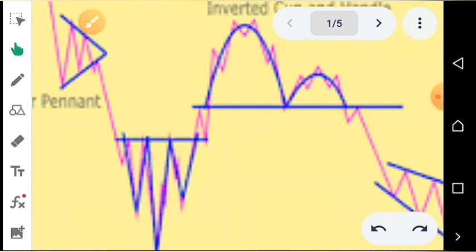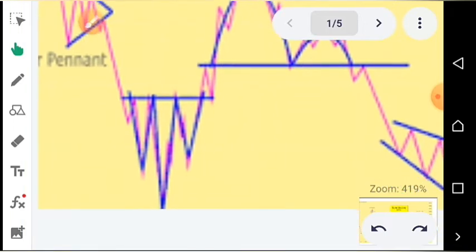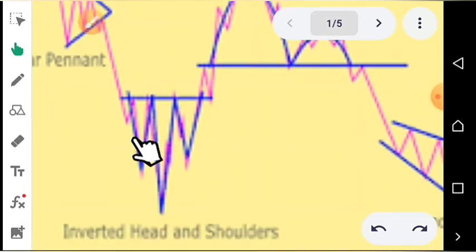This is the shoulder, this one here is the head, and this is the last shoulder here. Now what happens is that here you see a neckline around here. Then here it broke out, came back to retest it, and then you are expected to enter a trade here, they buy actually, and then you're on profit. That's the general way it's being traded.